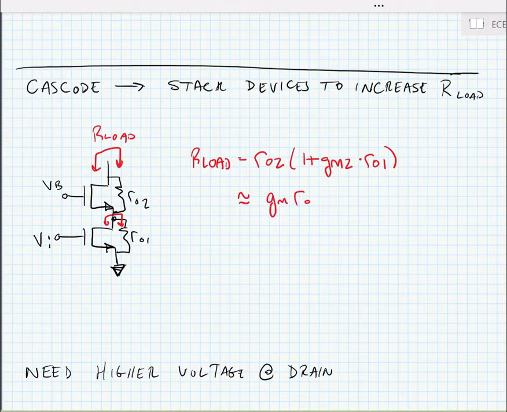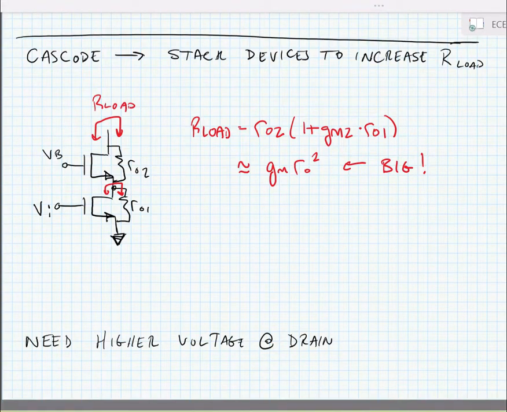Now, oftentimes, we approximate the resistance looking into the drain of a Cascode transistor as GM times RO squared, assuming that if the devices are roughly equal size and that the product GM times RO is much bigger than 1, we can make this approximation. Now, it's really important to note that this is a very big resistance. And so this is going to be very useful to make high gain amplifiers.